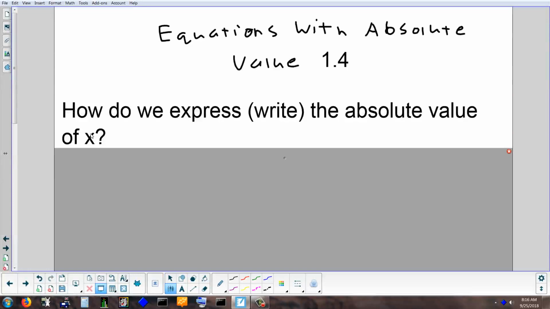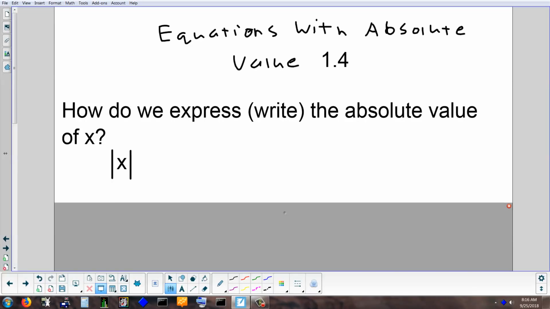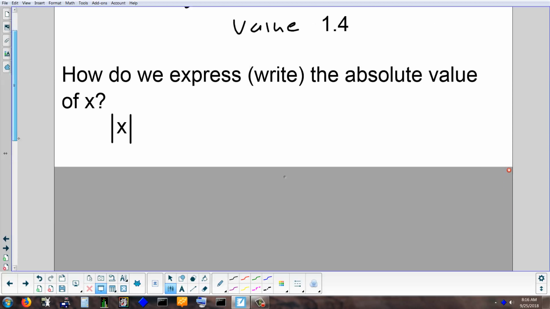Isn't it like the two lines? Yeah. So those two vertical bars. If you want to write what absolute value looks like, you put those two bars. If you want to put it on your notes, you can. If you already know that, you don't have to write that down.